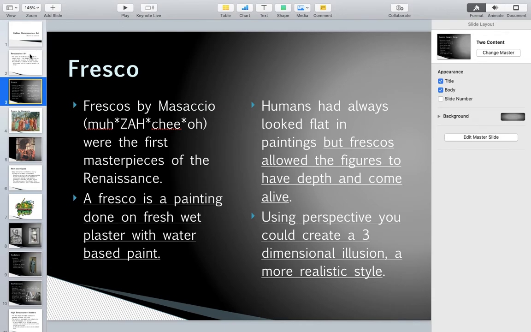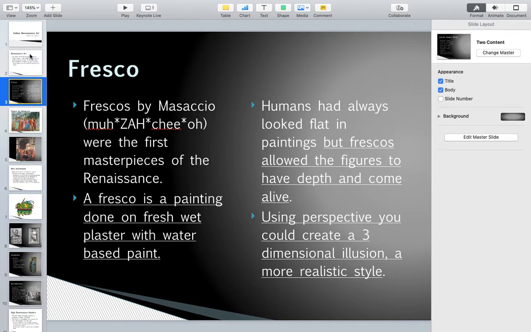The first is called a fresco, and a fresco is a painting done on fresh, wet plaster with a water-based paint. So I want you to picture kind of like the walls inside the hacienda, where they take plaster and smear it in big chunks all over the wall, and then they would take watercolors and paint on top of those.